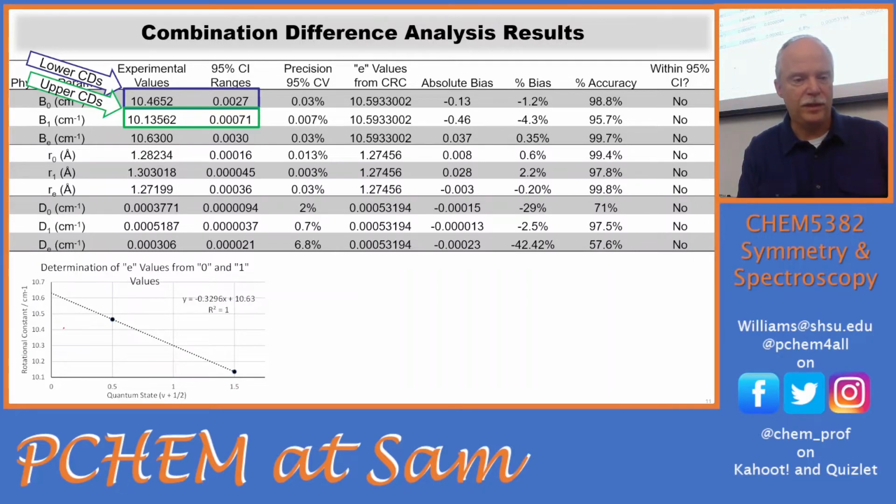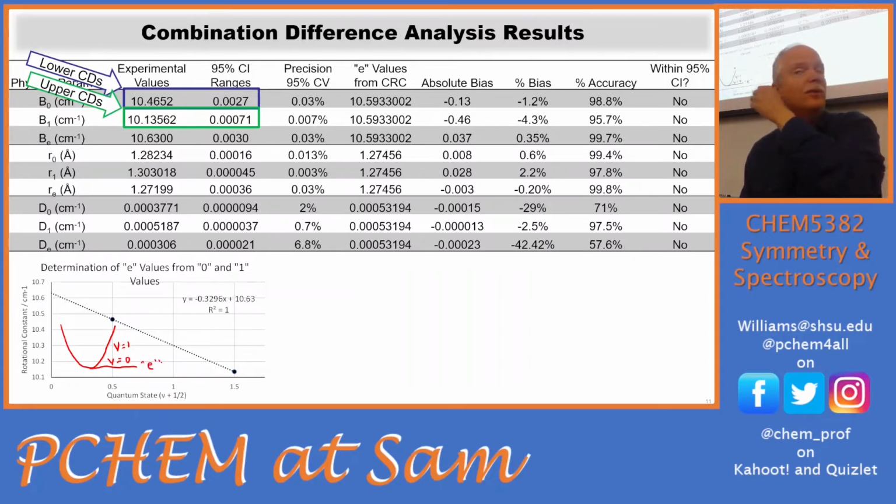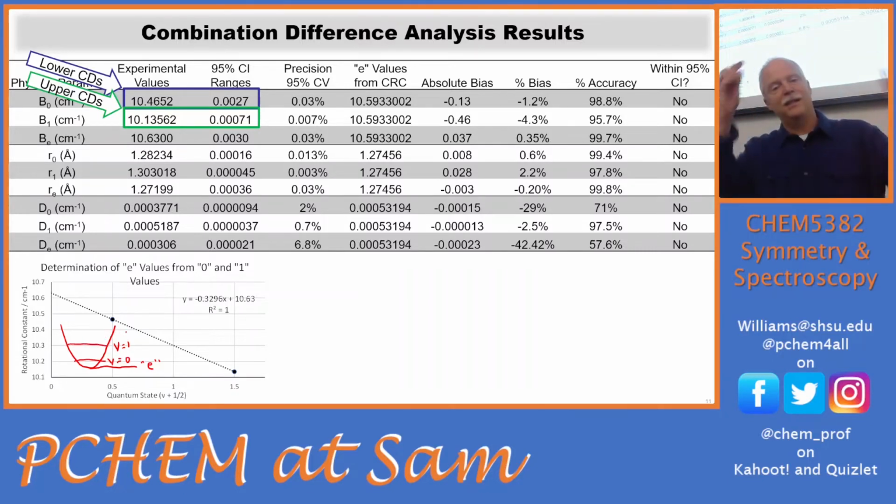Remember the potential well looks like this, right? And I have V equals 1, V equals 0. And this bottom part of the well is the E value. So when we talk about equilibrium value, we're saying the bond length at the bottom of that well, the rotational constant at the bottom of that well, the centrifugal distortion constant at the bottom of that well. And so we're taking this extrapolation, and I've just put it on its side here.